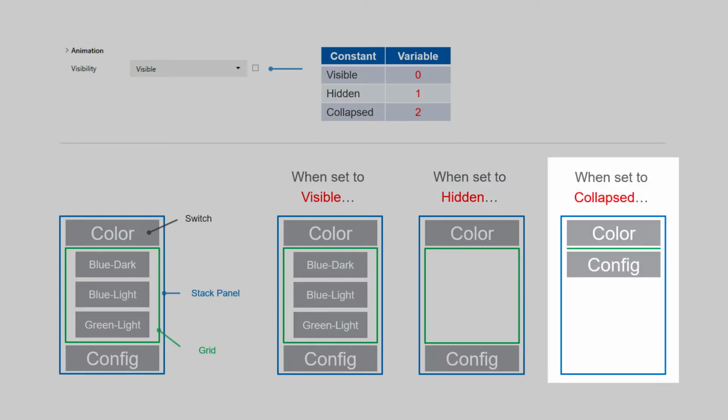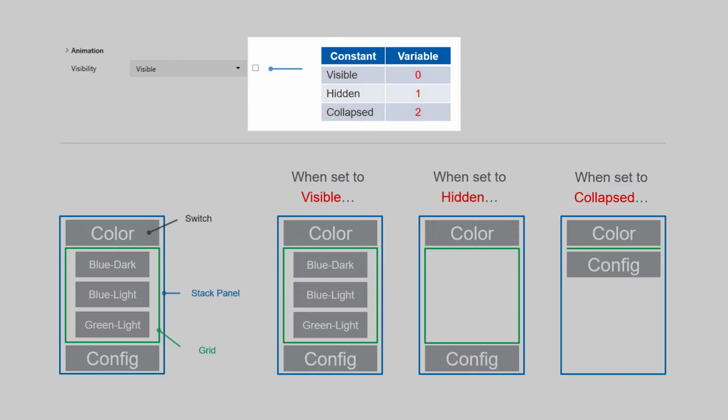Select collapsed to minimize an object. The range of the object is also minimized. Use the collapsed property when placing an object on stack panel, dock panel, and uniform grid. Minimizing an object allows you to dynamically change a screen layout.